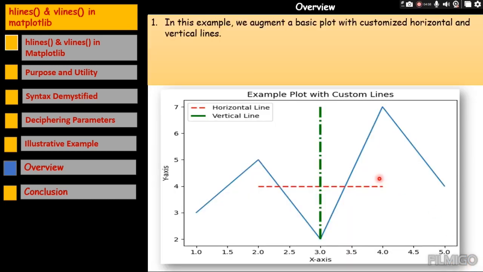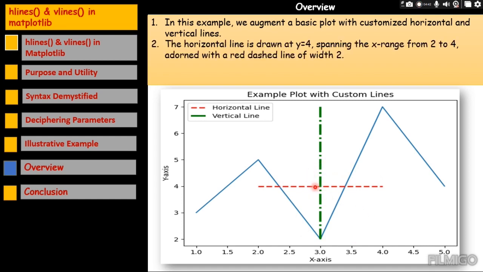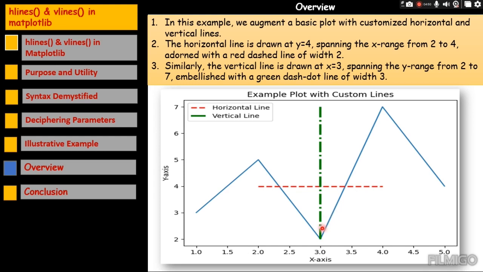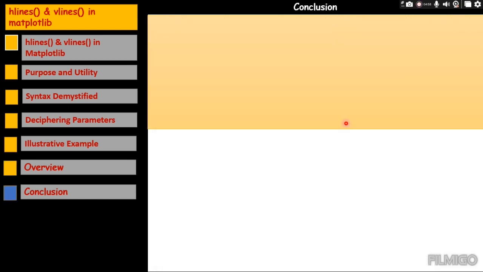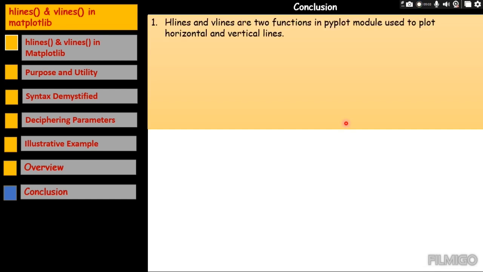In this example, we augment a basic plot with customized horizontal and vertical lines. The horizontal line is drawn at y equals 4, spanning the x range from 2 to 4, adorned with a red dashed line of width 2. Similarly, the vertical line is drawn at x equals 3, spanning the y range from 2 to 7, embellished with a green dash-dot line of width 3. So by using the hlines and vlines functions in the pyplot module we can plot the vertical and horizontal lines.